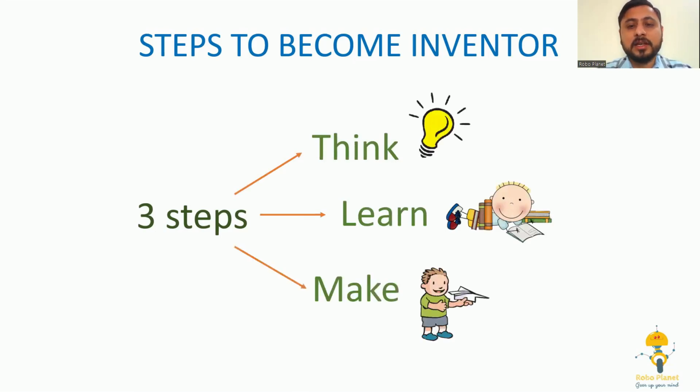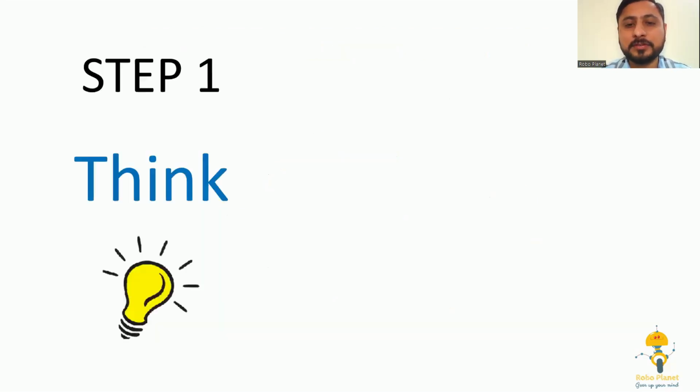Wow, what are these 3 steps? What we have to think, what we have to learn, what we have to make. How we have to think, how we have to learn, how we have to make, and why we have to think. Focus on your thinking process. Now I am going to elaborate all these steps in some beautiful information.